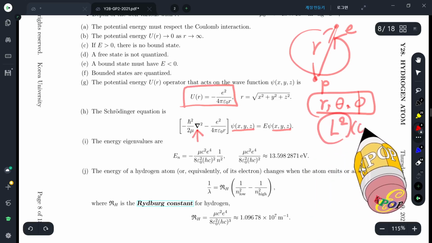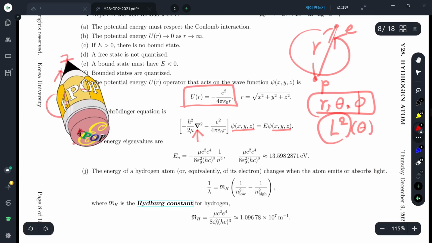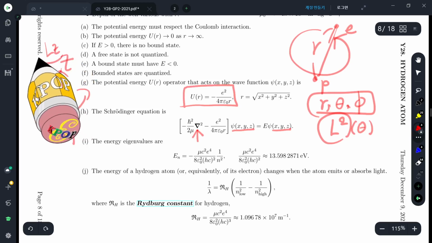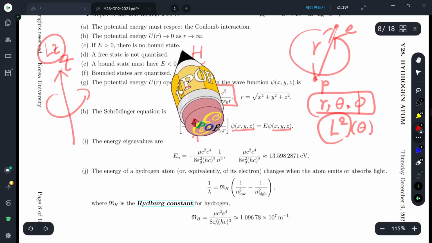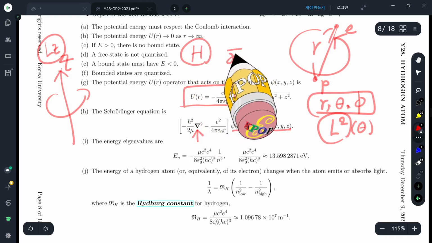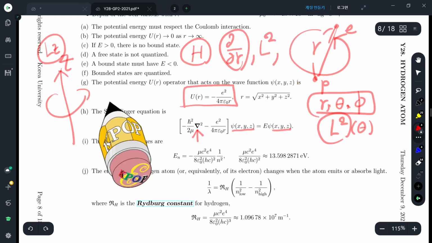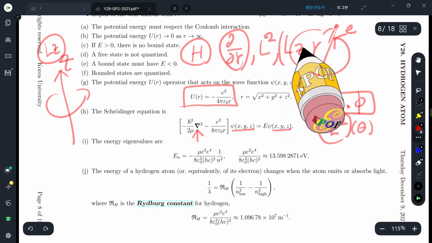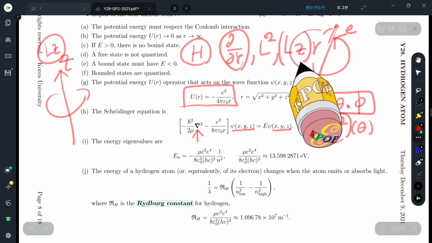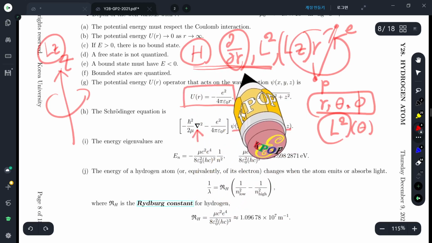That depends on the polar angle theta. And then, if something is rotating about the z-axis, you will find it is related to the z component of the orbital angular momentum. And finally, you will find that the Hamiltonian is expressed in terms of derivatives of R and L squared, that is the square of the orbital angular momentum, and Lz. And actually, Lz does not appear explicitly in this expression. Hence, the operator depends on R and on theta.